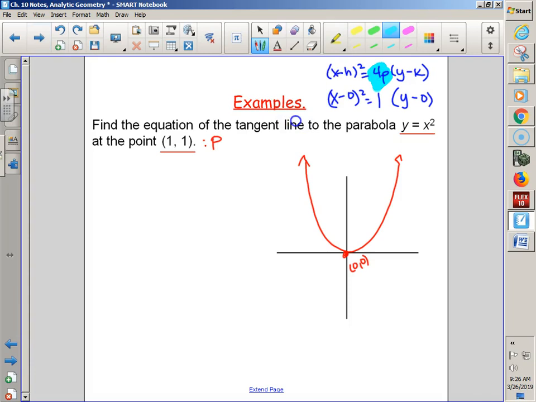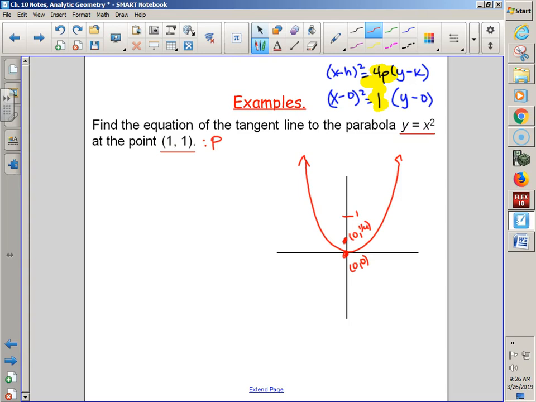I've already seen 1/4. My question is, would the rest of you see 1/4? If 4p equals 1, doesn't p have to equal 1/4? Did you have one of these in homework with a 1/4? Yeah, there was a negative. Good. So if 4p equals 1, then p equals 1/4. If p equals 1/4, what can I do? Find my focus, because my focus then will be, if that's 1, 0. Why?